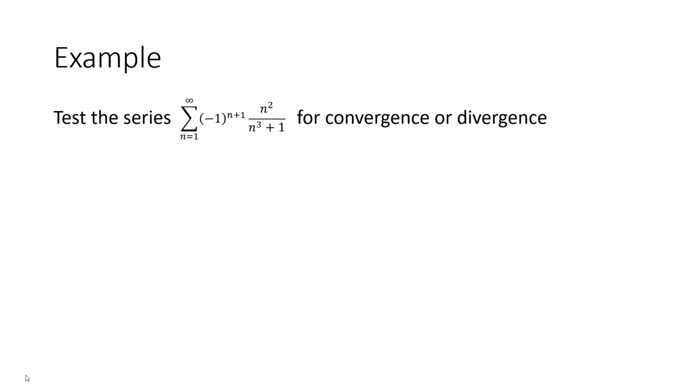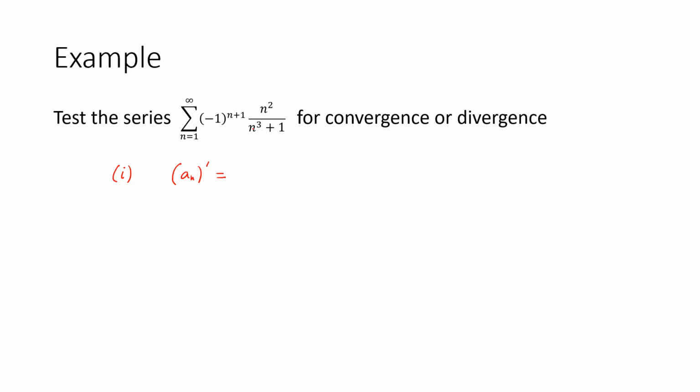Let's try one more example here. We want to test the series negative 1 to the n plus 1, n squared over n cubed plus 1. So clearly this one is alternating. And now if I want to test to see if this series is convergent or divergent, we'll apply those two conditions of the alternating series test. First condition is to show that it's decreasing. Now in this case it's perhaps harder to make the inequality argument, so what I'll do is use a derivative instead.